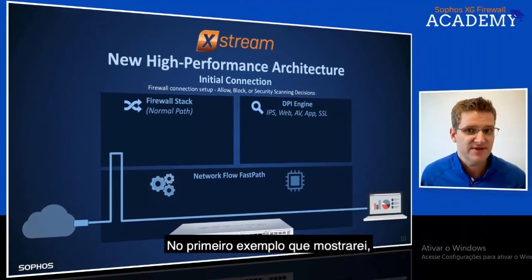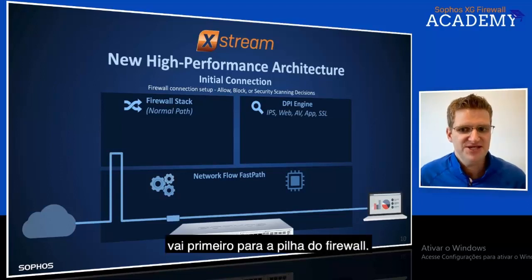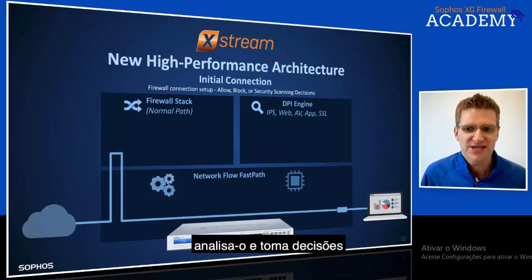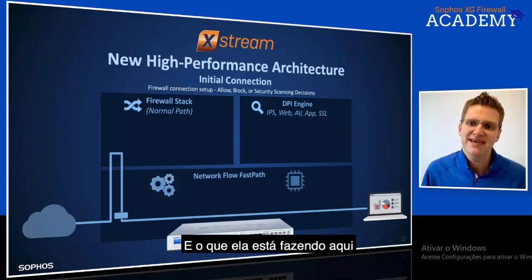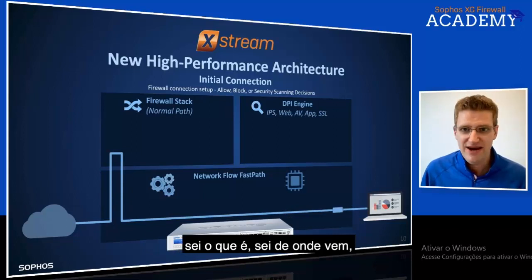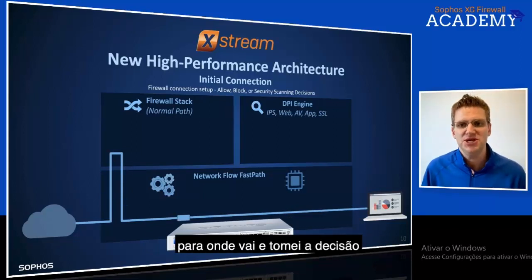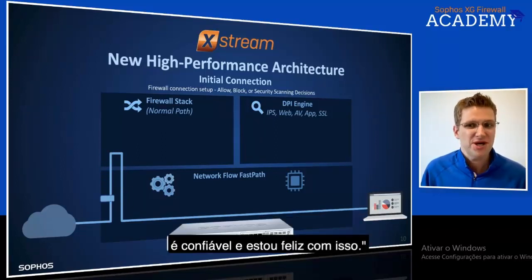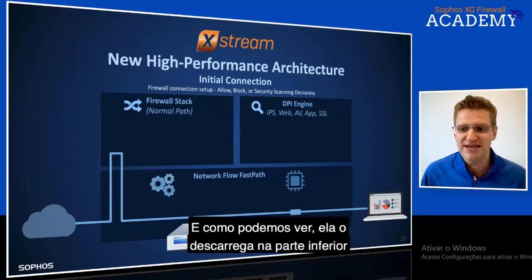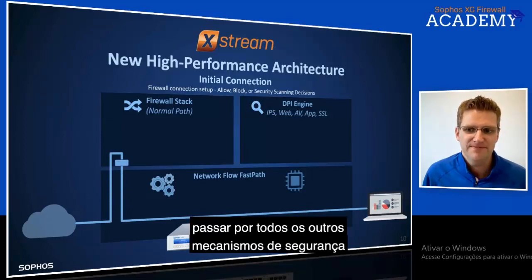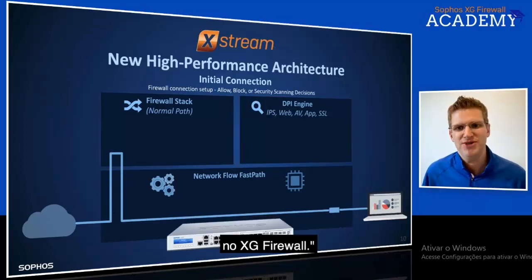Now, in this first example that I'll show you here, we can see that traffic is firstly going to the firewall stack. The firewall stack is seeing this stream of traffic, and it's looking at this and it's making decisions as to what it needs to do. And what it's doing here is it's making an intelligent decision to say, I've seen enough of this traffic now. I know what it is. I know where it's coming from, where it's going to, and I've made the decision that all of the traffic related to this packet stream is trusted. I'm happy with this. And you'll see that it offloads it at the bottom there to FastPath. It's saying, well, you don't have to go through all of these other security mechanisms on the XG firewall.